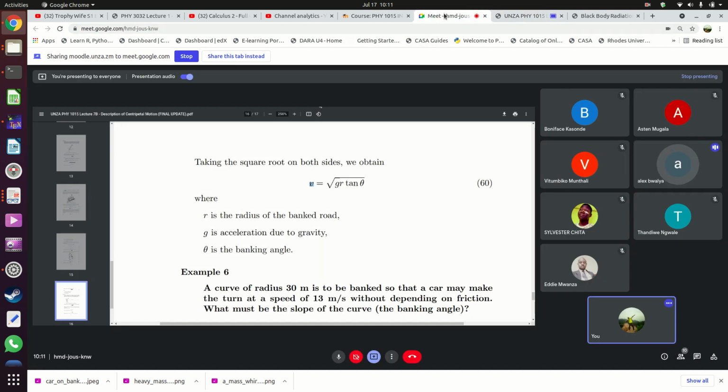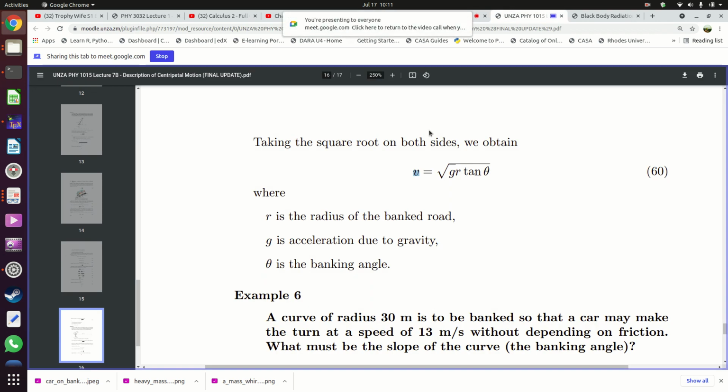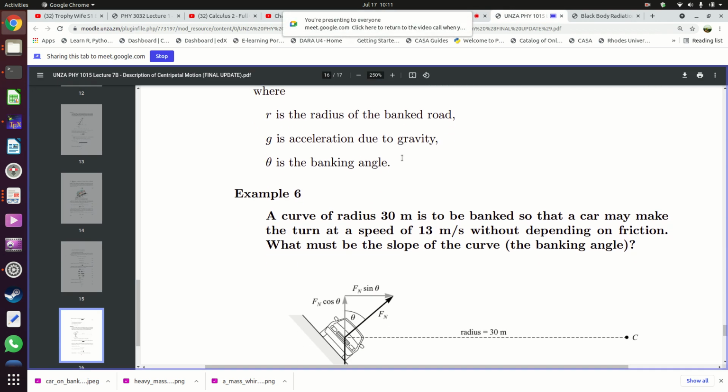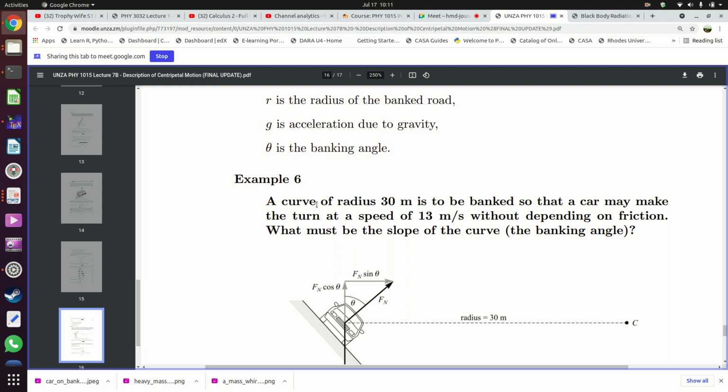Yes, sir. Okay. So the last example which we have, example number 6: a curve of radius 30 meters is to be banked so that a car may make the turn at a speed of 13 meters per second without depending on friction. What must the slope of the curve be? Basically, they're asking about the banking angle.